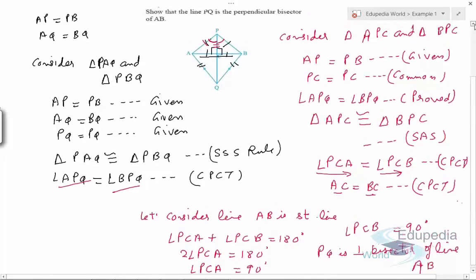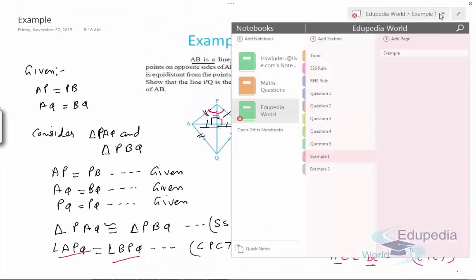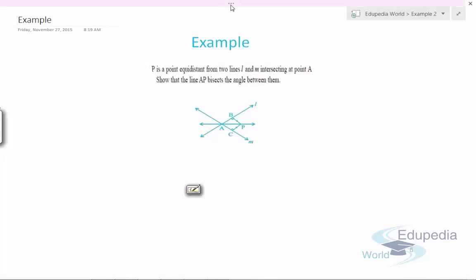Let's discuss the next example, which is example number 2. The example says P is a point equidistant from two lines L and M, so this side equals this side, intersecting at A. Show that line AP bisects the angle between them. We can clearly see that this angle and this angle are each 90 degrees, given. We need to show that this angle equals this angle. Let's see how we can do this.